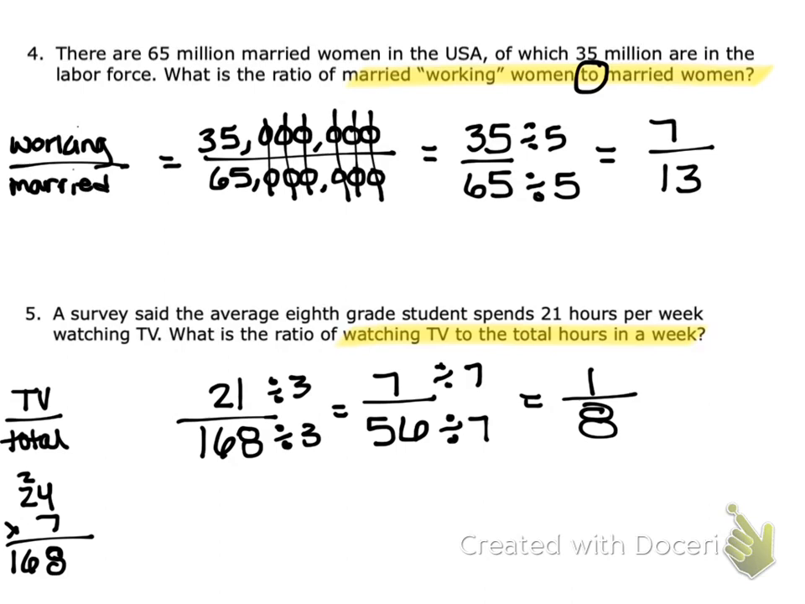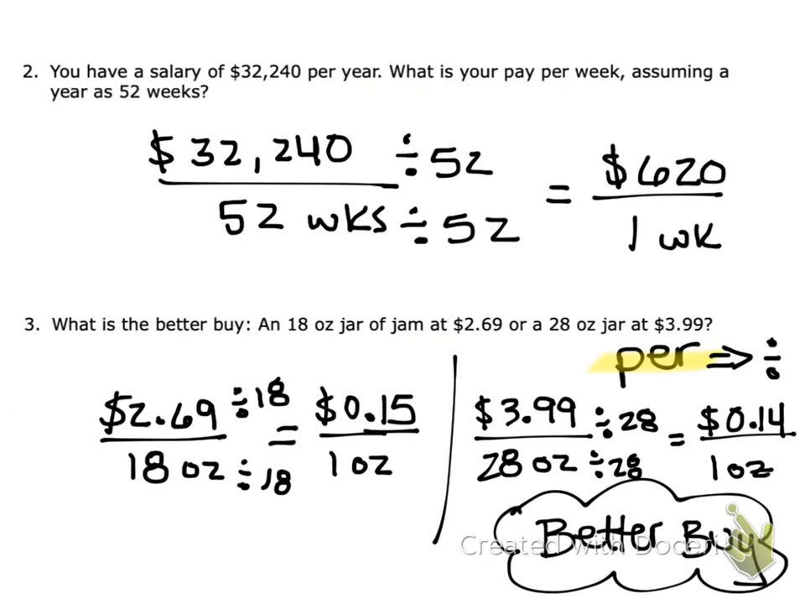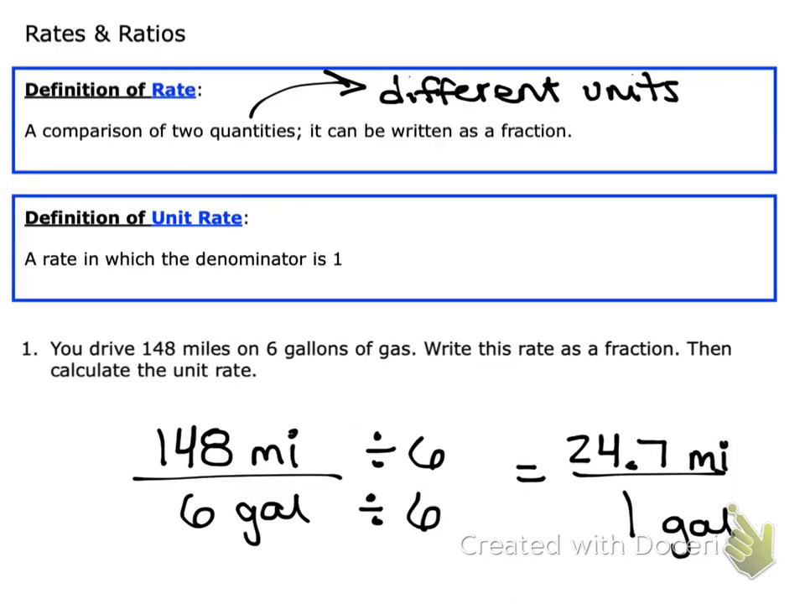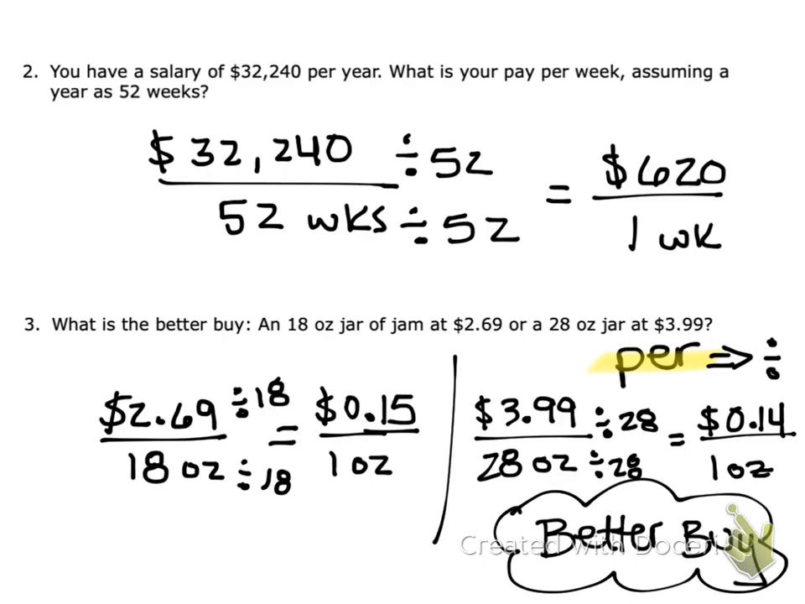All right, so let's just talk for a second then about ratio, because there is a slight difference in these two that we just did versus these first three that we did. Notice on these first three, for our units, they're different, right? Miles to gallon, we have dollars to week, dollars to ounces.